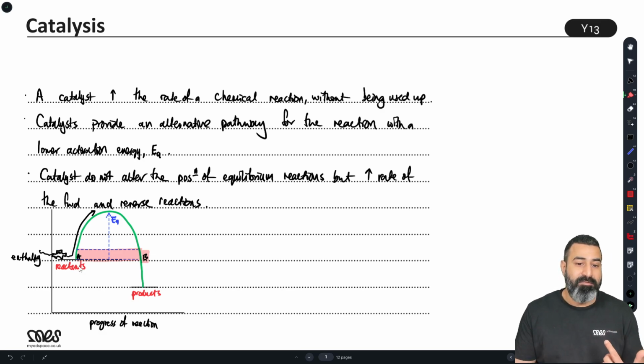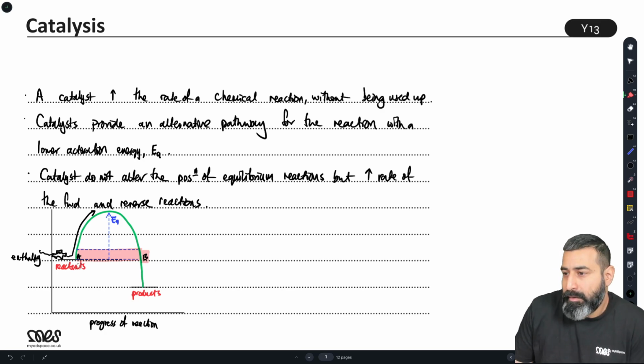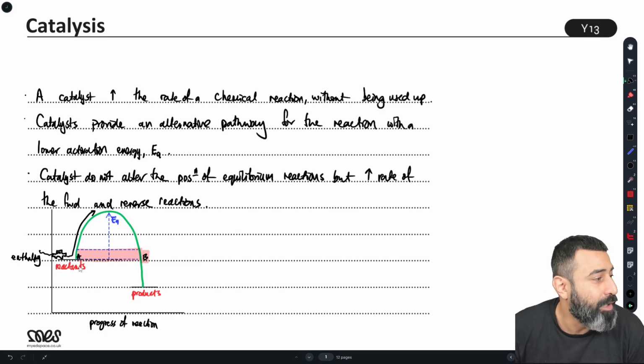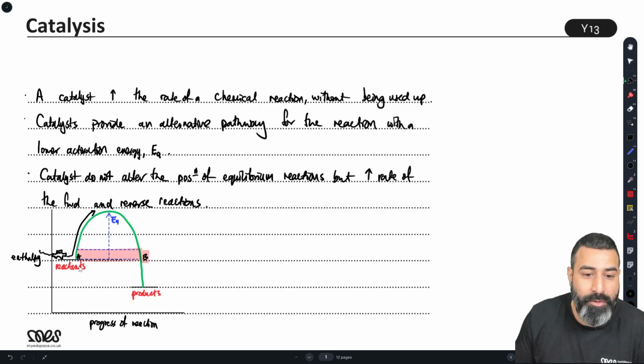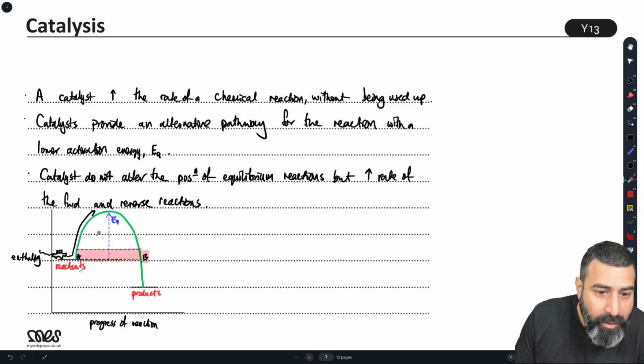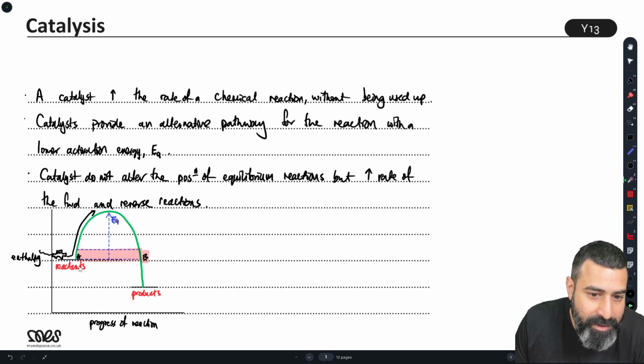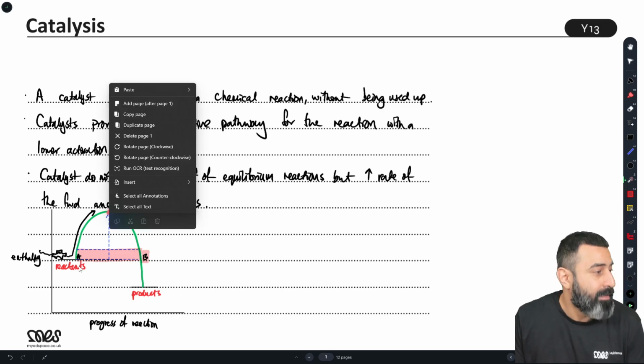And this alternative pathway has a lower energy requirement, and that's what a catalyst does. It provides an alternative route, and the alternative route has a lower energy requirement, therefore increases the rate of reaction, because we don't need particles with this much energy colliding, therefore leading to successful collisions.